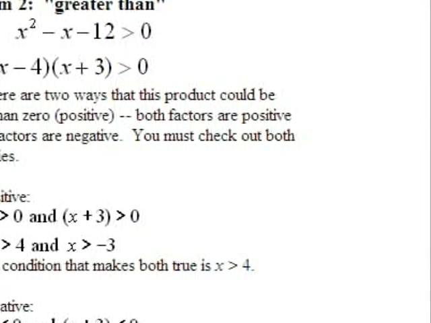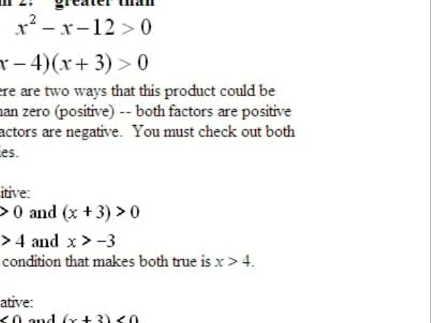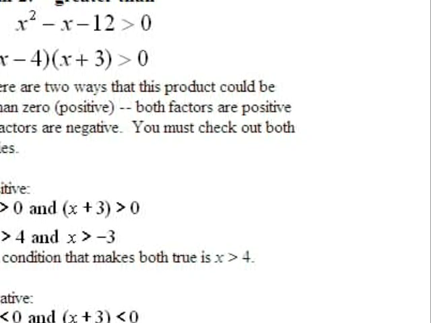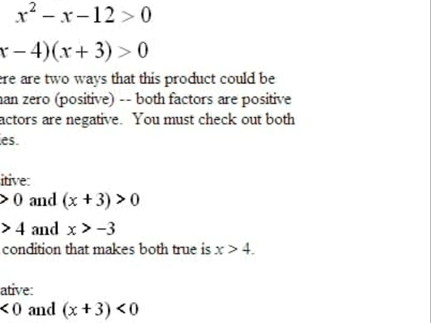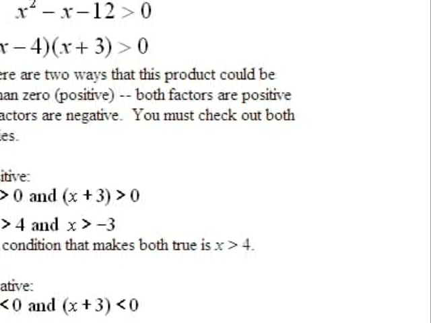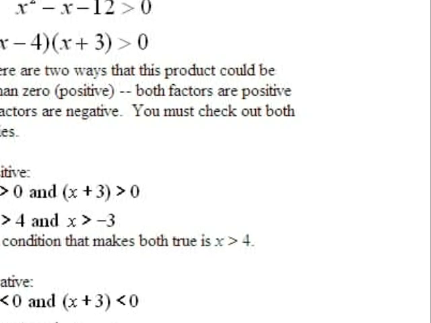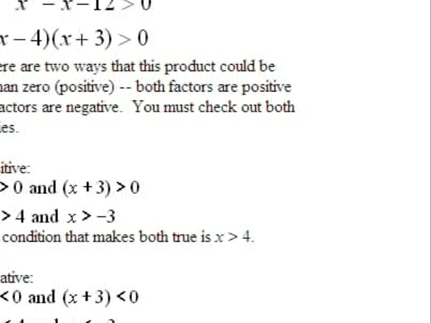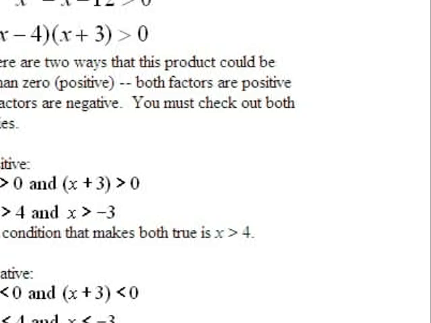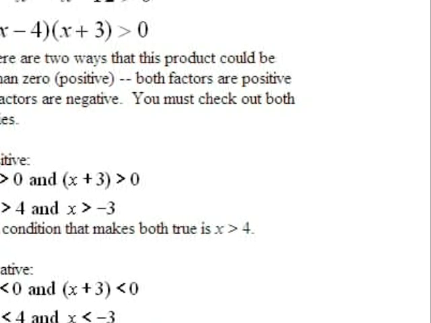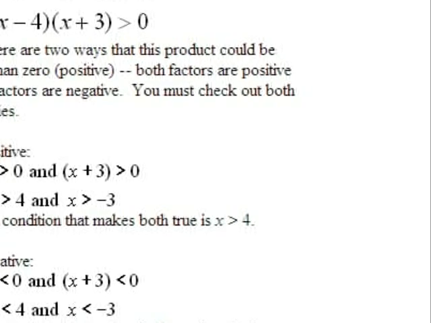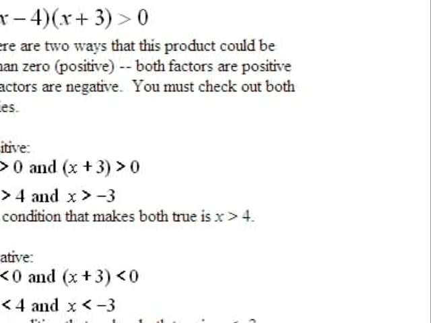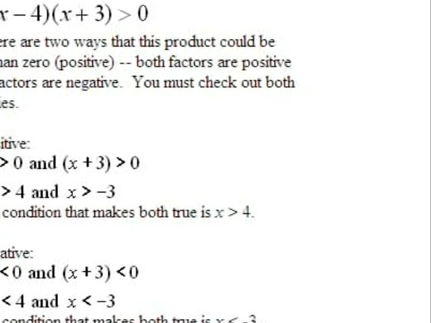In order to solve the inequality x squared minus x minus 12 is greater than 0, first factor the inequality to get (x minus 4) times (x plus 3) is greater than 0. Next, solve so that both can be positive. Therefore, x minus 4 is greater than 0 and x plus 3 is greater than 0. You are left with x is greater than 4 and x is greater than negative 3. The only condition that makes both true is x is greater than 4.